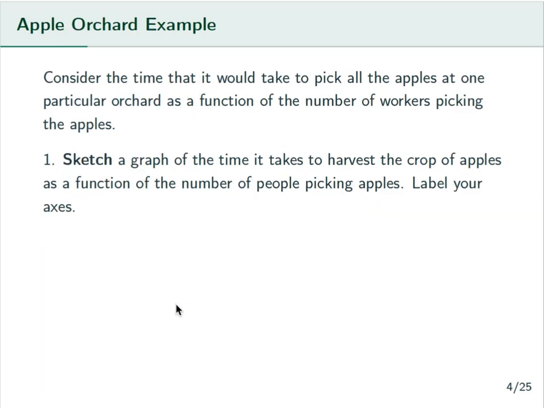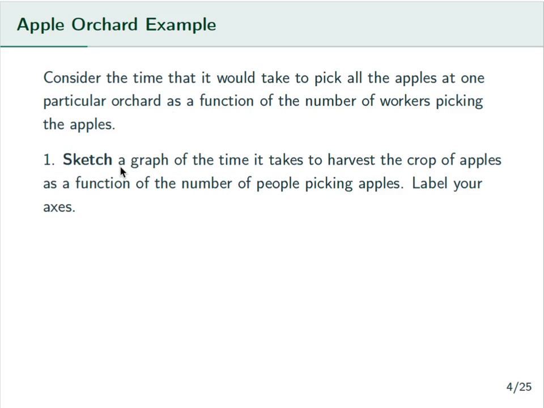So first, we're going to look at an example just for us to get engaged. I would like you to actually get a piece of paper and try this together, so we can really think about the graphs in terms of function. Consider the time that it would take to pick all apples at one particular orchard as a function of the number of workers picking the apples.